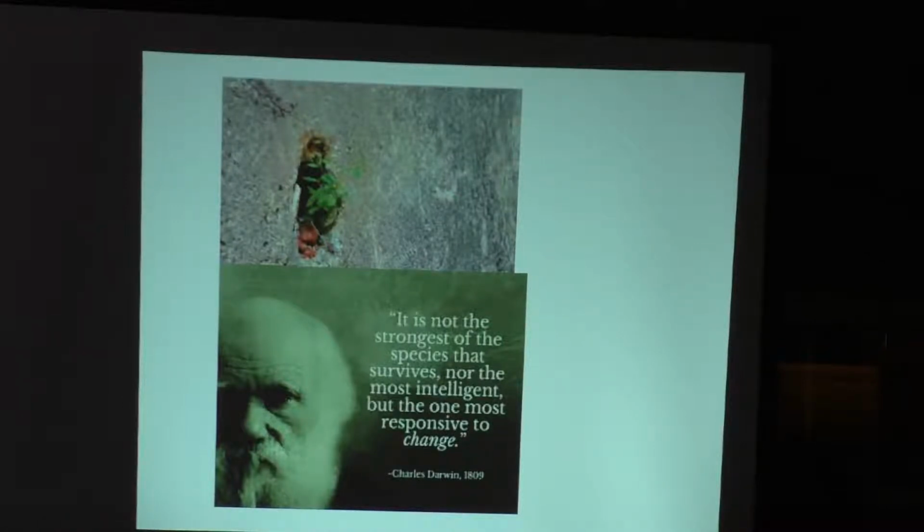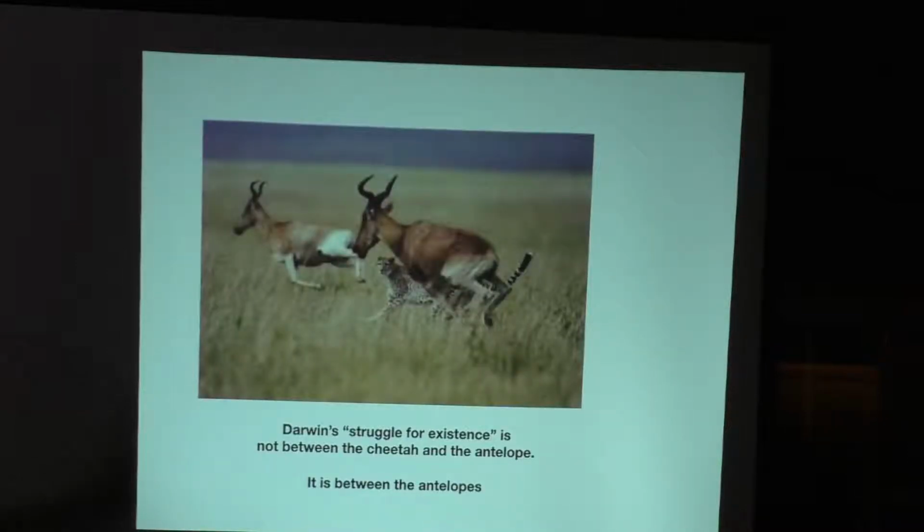Here is more what Darwin was really saying. It is not the strongest of the species that survives, nor the most intelligent, but the one most responsive to change. And there's a little flower or a little plant growing in a crack in a wall. That's the survival of the species. That's evolution. Or, to put it another way, I know I'm hammering this kind of hard. In Darwin's struggle for existence, the struggle is not between the cheetah and the antelope. It's between the two antelopes. You got it? One's faster than the other one, so those are the ones that are going to survive, she's going to survive to have the babies.